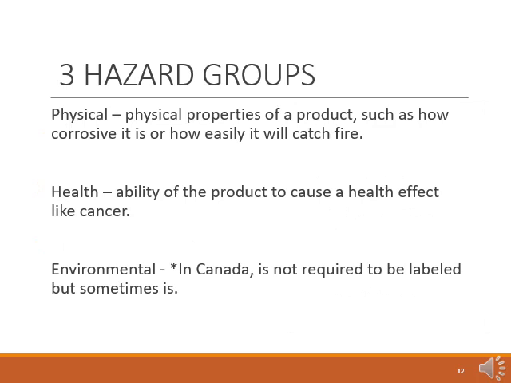In WHMIS 2015, they have introduced 3 hazard groups you need to be aware of. Physical hazards: physical properties of a product, such as how corrosive it is or how easily it will catch fire. Health hazard: the ability of the product to cause a health effect like cancer. Environmental hazard: in Canada, it is not required to be labeled, but sometimes is. You will note some of these hazard groups in the SDS sheets for the products you use.